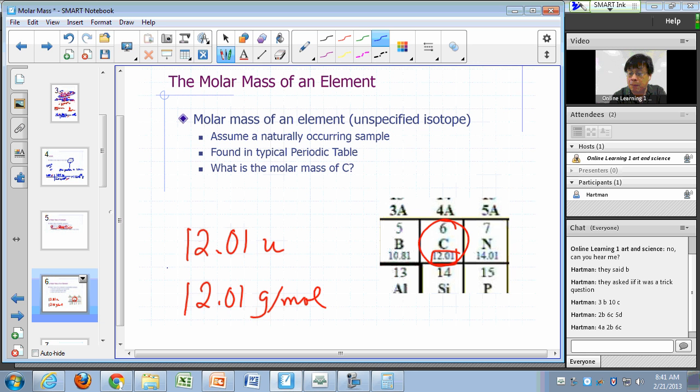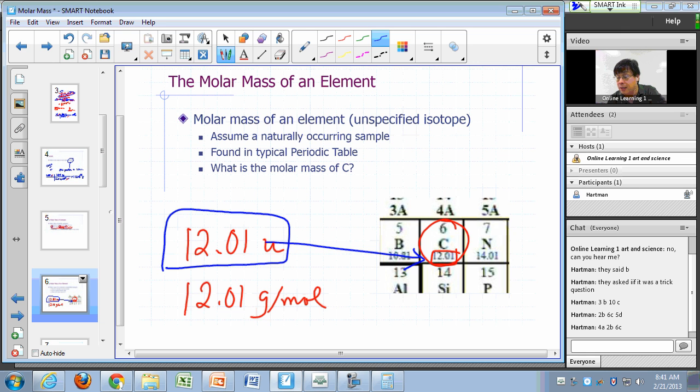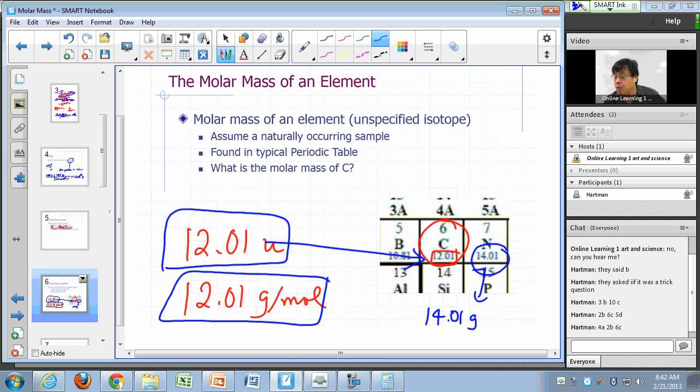Okay, so the periodic table tells you the average mass of atoms in a naturally occurring sample in atomic mass units. But that same number, if you attach a different unit, grams per mole, gives you the molar mass. So the molar mass of carbon is 12.01 grams per mole. Here you have nitrogen. The number next to nitrogen there is 14.01. That means if you have a mole of nitrogen atoms in nature, it's going to weigh 14.01 grams. Okay, so the molar mass of nitrogen is 14.01 grams per mole.